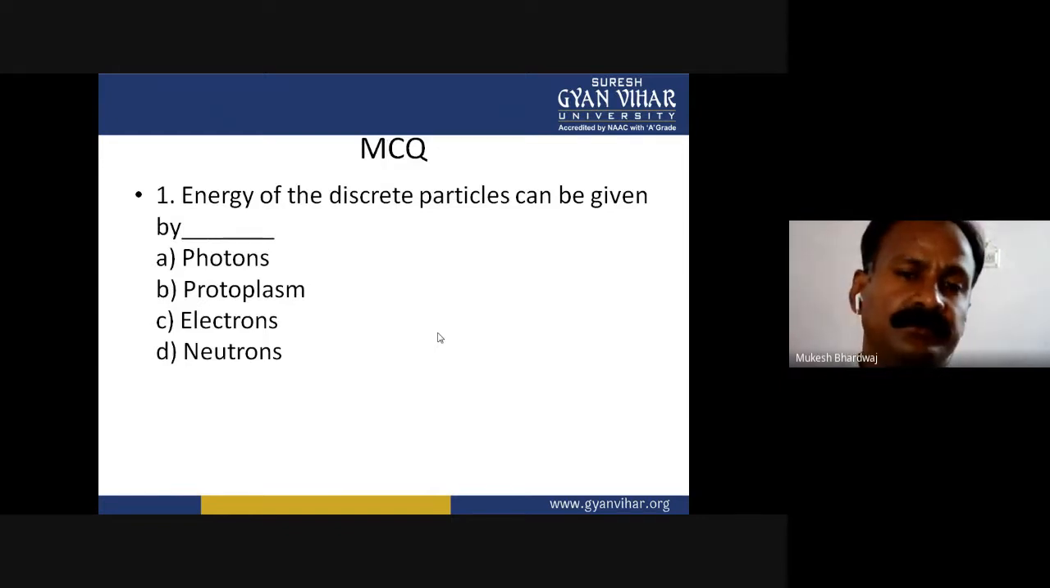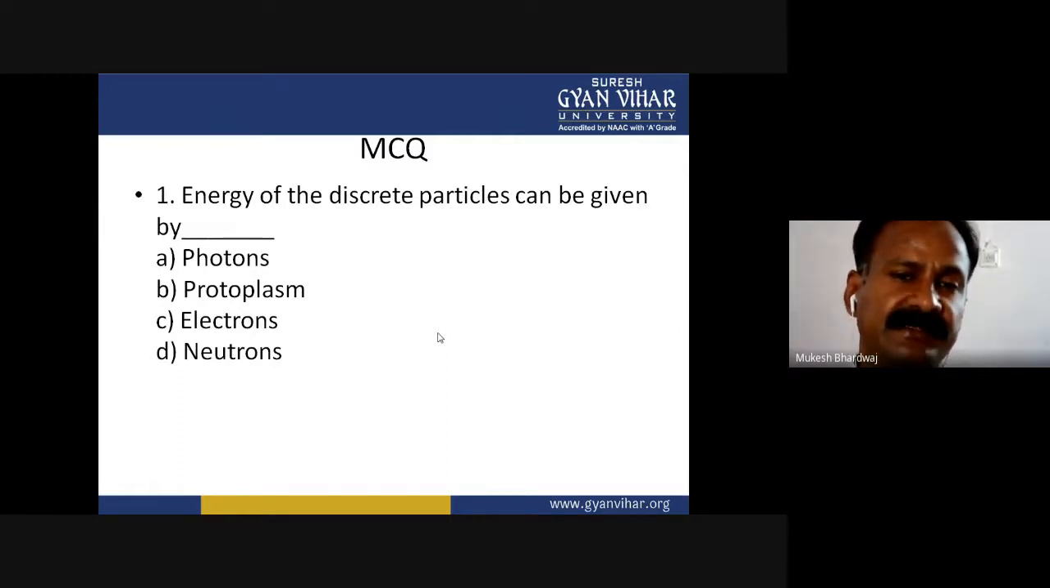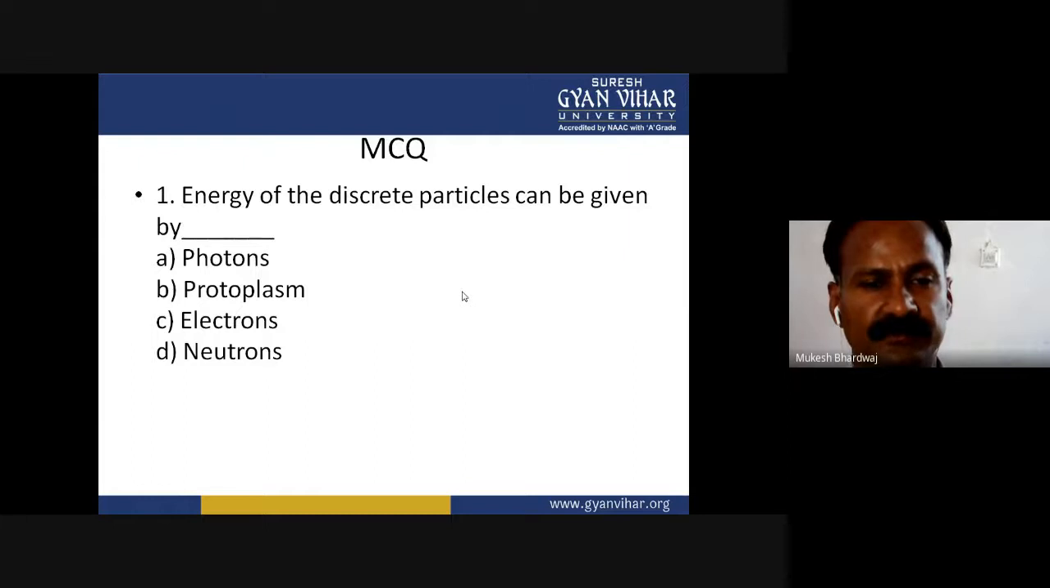Now, questionnaire time, quiz time. There are some MCQs to discuss based on the electromagnetic field theory. First, the energy of the discrete particles can be given by photons, protoplasm, electrons, or neutrons. So choose the appropriate word. Energy of the discrete particles can be given by photons, protoplasm, electrons, or neutrons.